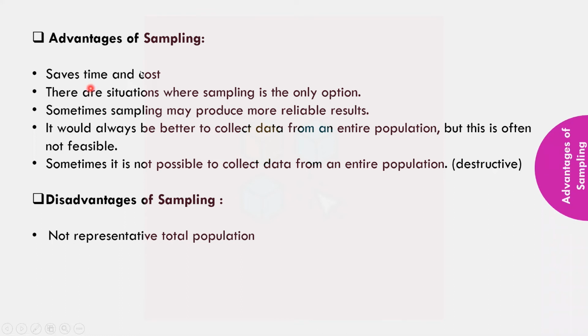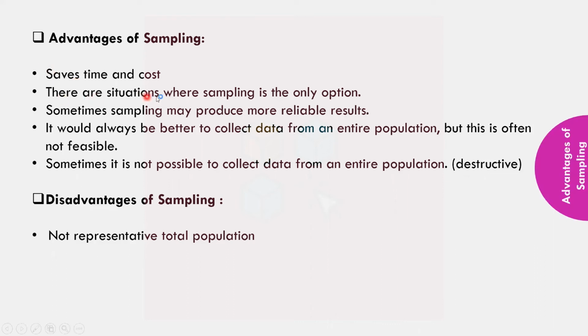There are some advantages of sampling. It saves time and cost, definitely. Using sampling techniques, we limit our study from the whole population to a small sample. So it definitely reduces the time, effort, and cost. All things are saved.